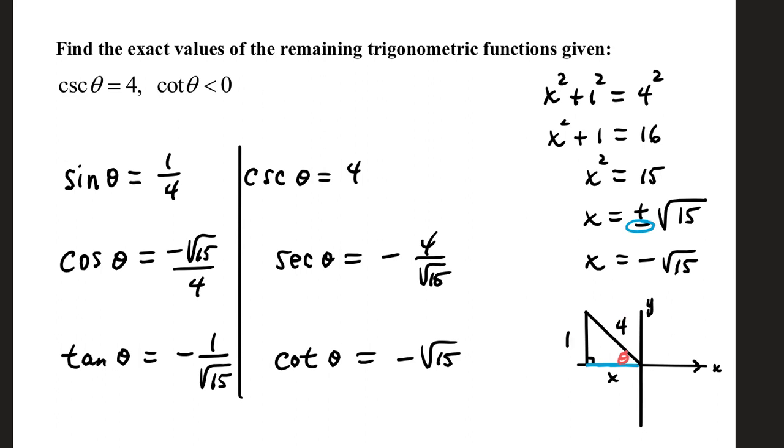Sine is y over r. We were given cosecant. Cosine is x over r, negative square root of 15 over 4. Flip that over, you've got secant. And tangent is y over x, 1 over negative square root of 15. Flip that over, and you've got cotangent.